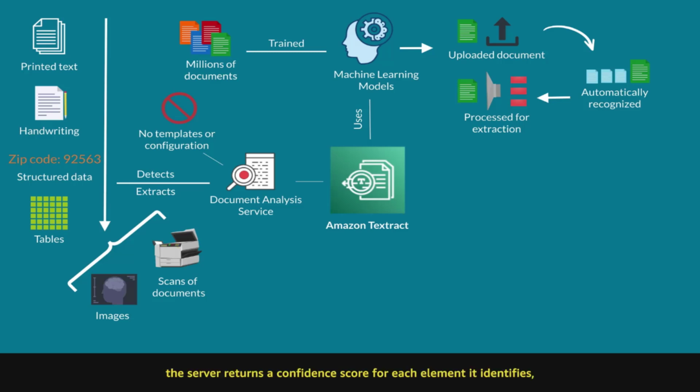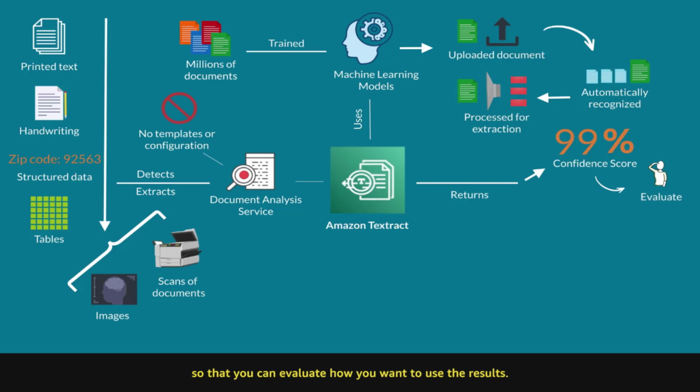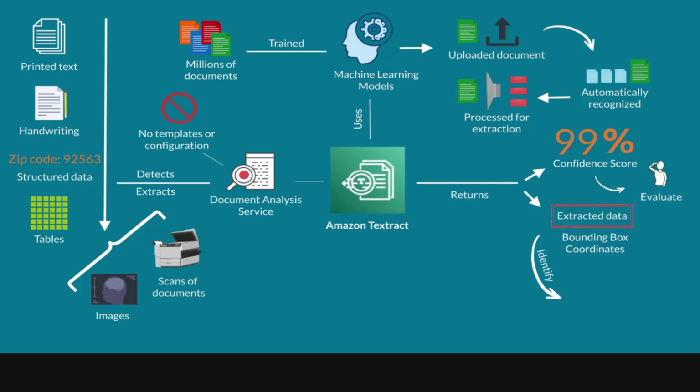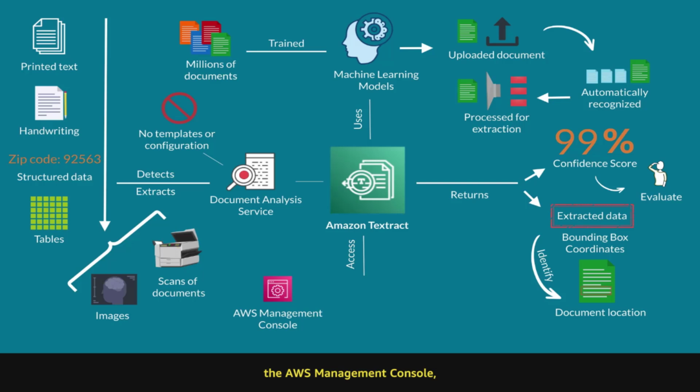Upon extraction, the service returns a confidence score for each element it identifies, so that you can evaluate how you want to use the results. All extracted data are returned with bounding box coordinates, which is a rectangular frame that fully encompasses each piece of data identified, so that you can quickly identify where a word or number appears on a document. You can access these features with the AWS Management Console, the AWS Command Line Interface, or the Amazon Textract API.